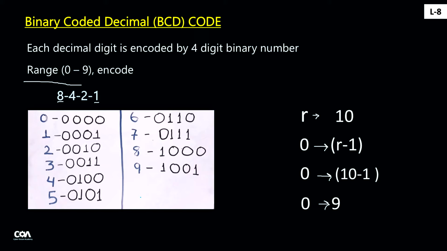Also you can see that the number is a 4-digit number. So what will be the maximum value for a 4-digit number? The range should be 2 to the power 4. So why will we not write the remaining numbers in this table? Suppose you write 10 here, so what will happen? 10 is a decimal number. It is not a decimal digit.